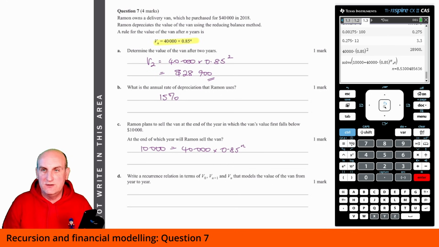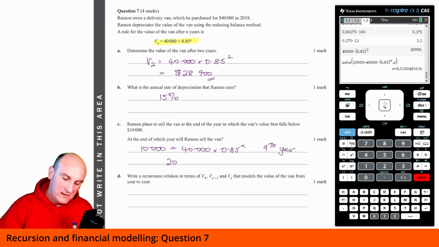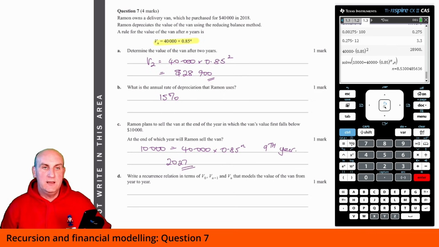The first falls below 10,000, which is going to be the 9th year. So we are now looking for the 9th year. A lot of people there, I'm sure, would have put 9 as the answer. It's not asking that. It's asking the end of which year. So I've got to take the 2018 and add on 9 years. So 2018, 19, 20, 21, 22, 23, 24, 25, 26, 27. So 2027. And yes, I did use my finger. So 2027 will be my correct answer.